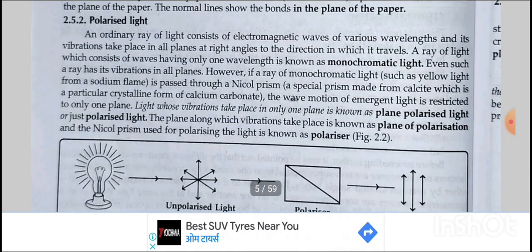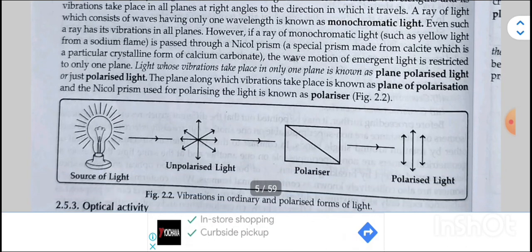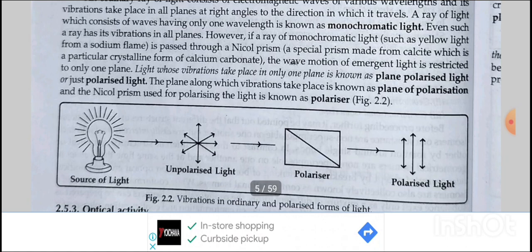Polarized light. Ordinary light consists of electromagnetic waves of various wavelengths, and its vibration takes place in all planes at right angles to the direction in which it travels. A ray of light which consists of waves having one wavelength is known as monochromatic light. Each such ray has its vibration in all planes.